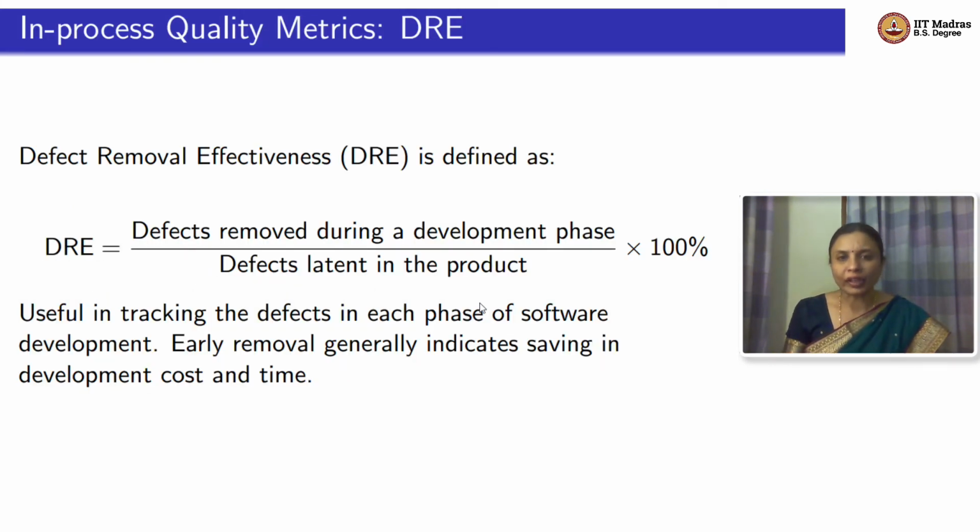So defect removal effectiveness, abbreviated as DRE, if you want to look at it in detail, is this ratio: defects removed during a development phase divided by defects latent in the product, times 100%. This is useful for tracking the defects in each phase of software development. As and when I find defects at the requirements phase, the design phase, the coding and unit testing phase, if I've removed them, that's fine. If they trickle down to later phases, they're going to get expensive to find and fix. So early removal is recommended because it indicates a lot of saving in development cost and time.